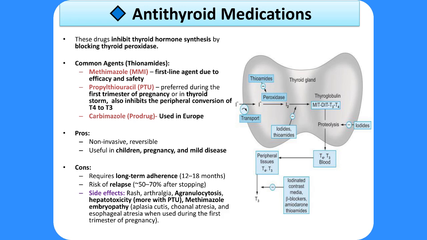Methimazole is teratogenic when used in early pregnancy, associated with rare birth defects like aplasia cutis and esophageal atresia. Long-term remission is possible, but relapse is common after drug discontinuation.